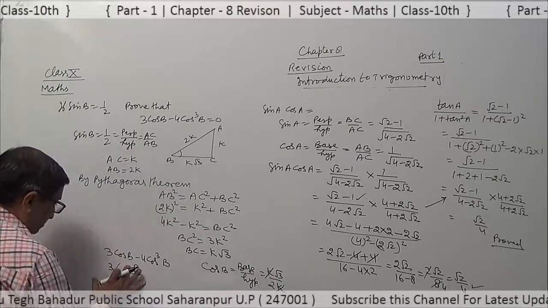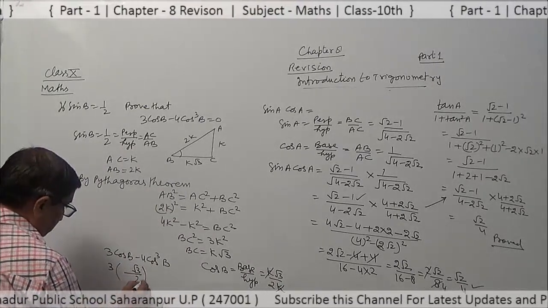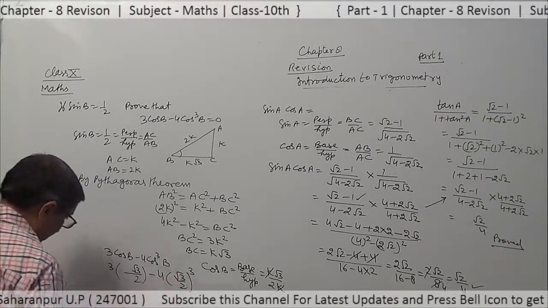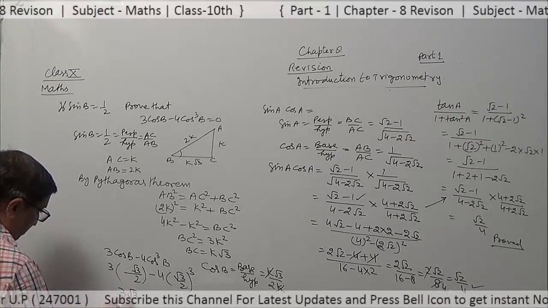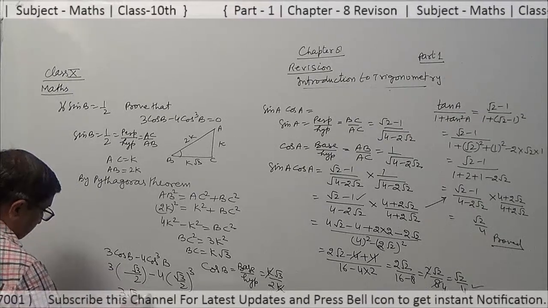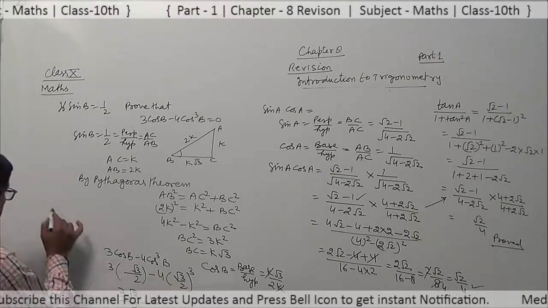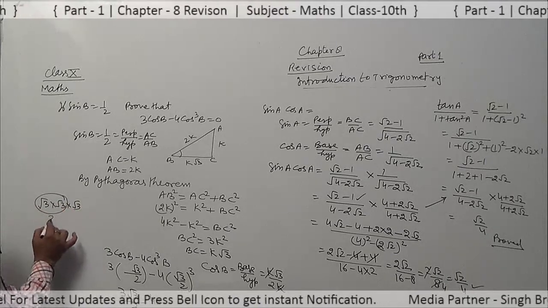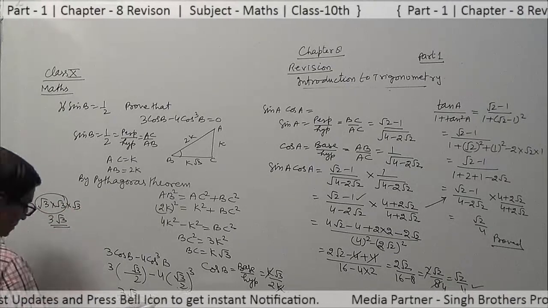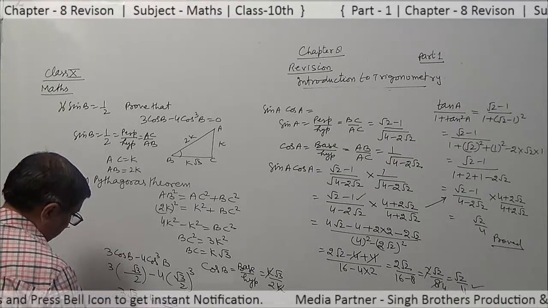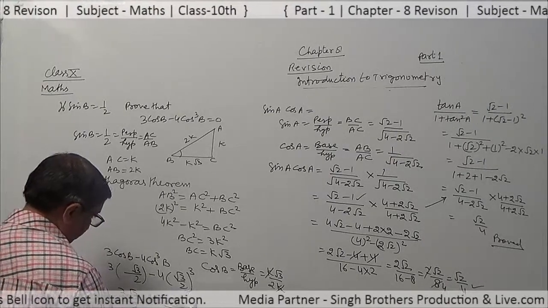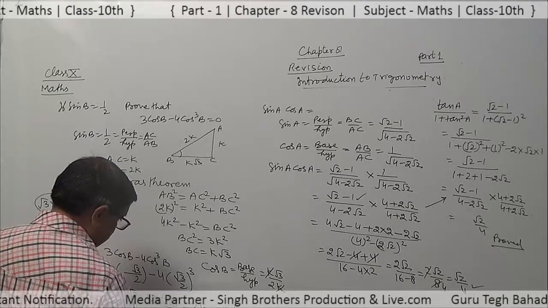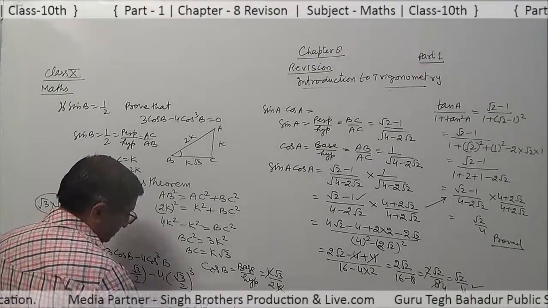So it will be 3 times root 3 upon 2 minus 4 times root 3 upon 2 whole cube. So it becomes 3 root 3 upon 2, minus 4 root 3 into root 3 into root 3. It becomes 3, so it will be 3 root 3 upon 8. 4 twos are 8. 3 root 3 upon 2 minus 3 root 3 upon 2. This cancels, 0, that is proved.